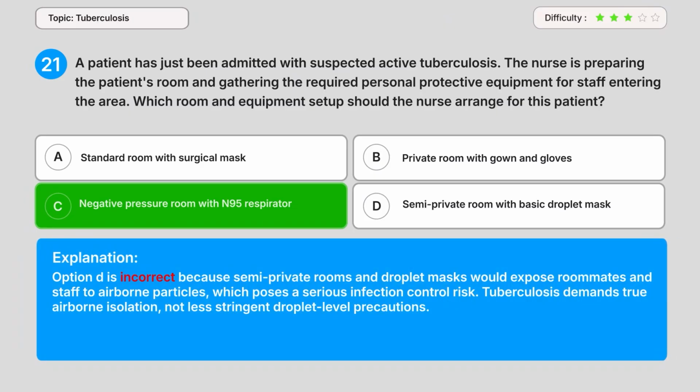Option D is incorrect because semi-private rooms and droplet masks would expose roommates and staff to airborne particles, which poses a serious infection control risk. Tuberculosis demands true airborne isolation, not less stringent droplet-level precautions.